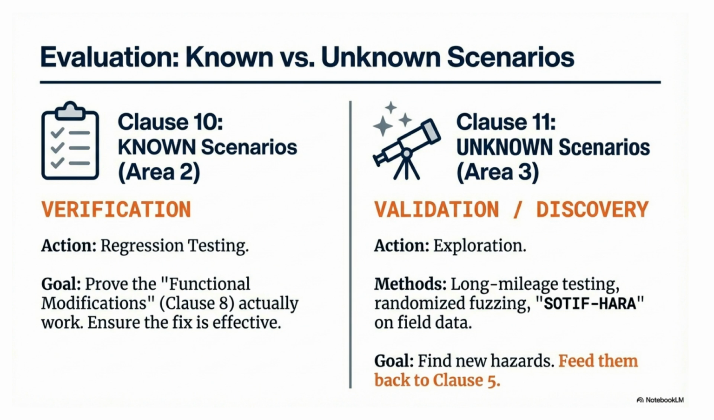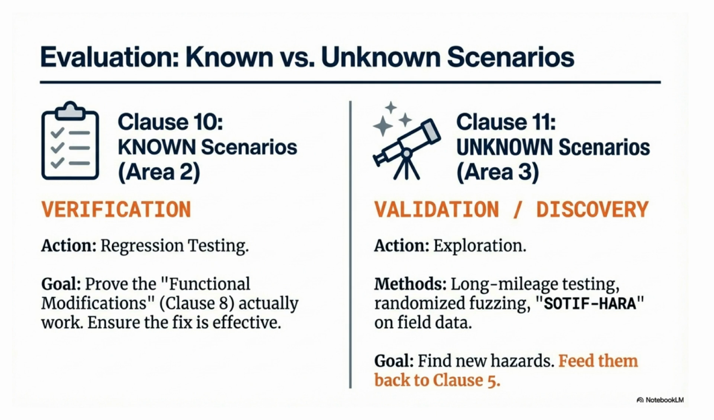Let's examine the fork in our safety strategy, verifying the known versus discovering the unknown. Clause 10 focuses on Area 2, known scenarios. Here, we use regression testing to provide documented proof that the functional modifications we implemented actually work as specified without introducing new risks. We are essentially double-checking our homework to ensure the known gaps are closed. Clause 11 transitions us into Area 3, unknown scenarios. This is the discovery phase, where we hunt for black swans, using exploratory methods like randomized fuzzing, fleet tests, and long-mileage endurance runs. Every time a new hazardous behavior is found, it moves from unknown to known, feeding back into our design cycle for refinement.